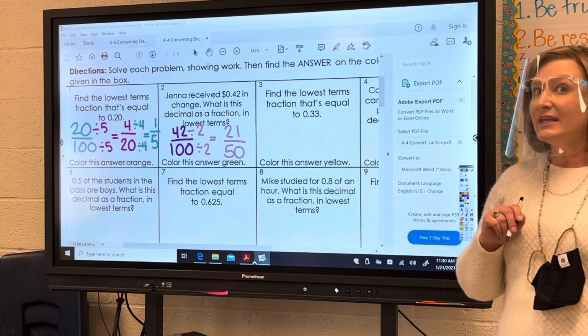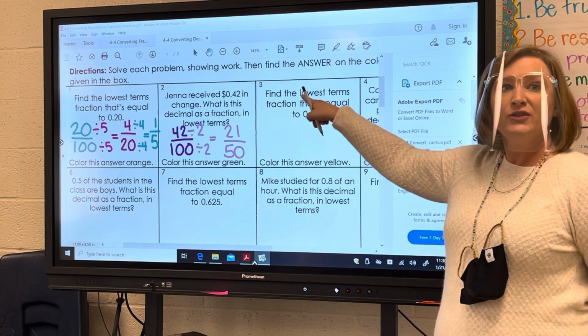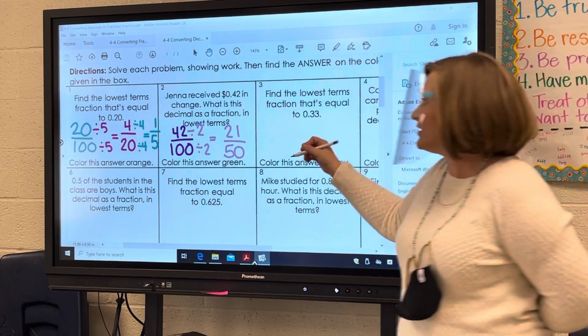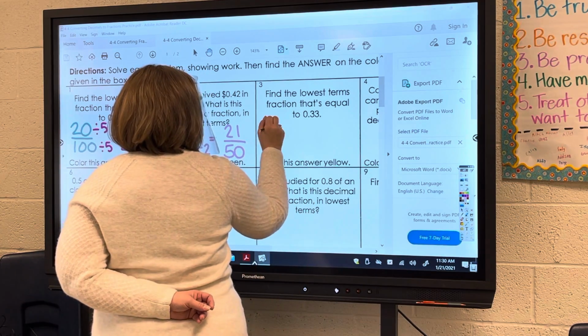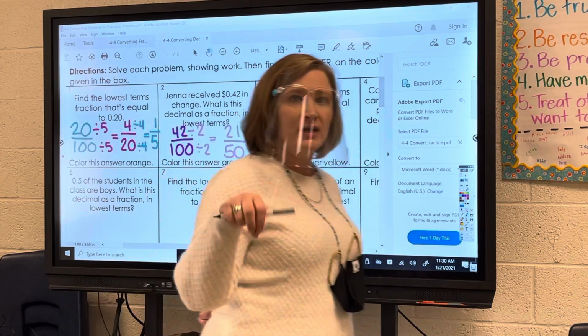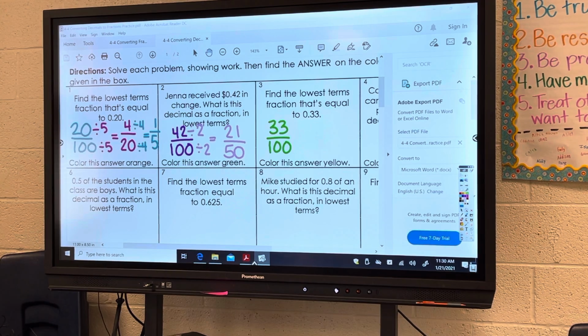Do number 3 together. Read this to me. 33 hundredths. So what's going to go on the top? 33. What's going to go on the bottom? 100. Can we simplify 33 hundredths? No. All right. I want you to work on number 5.